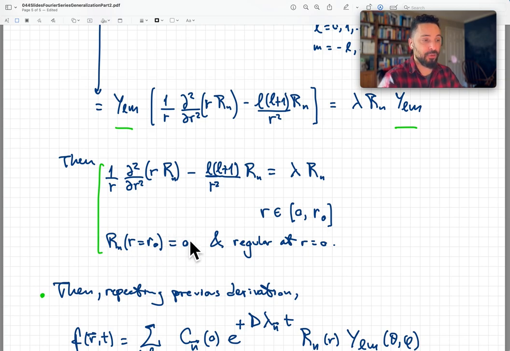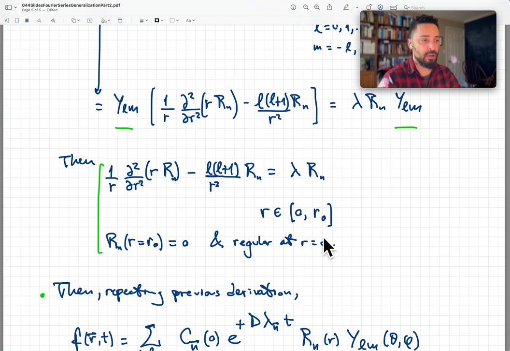And remember, we have to satisfy the boundary condition that on the surface of the sphere, the Rn vanishes. We also want it to be regular at r equal to 0. This is important because the solutions to these types of differential equations will often have singular parts at 0 or at infinity or at some point. So we want to ensure that our solution is regular at r equals 0. There will be solutions to this equation that will be regular at 0 or singular at 0. Well, we want our solution to be regular.